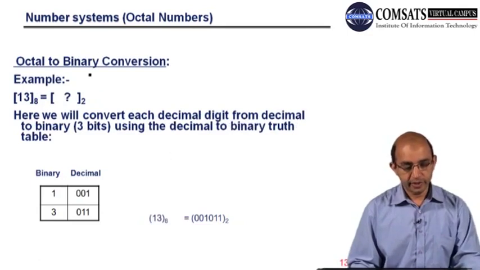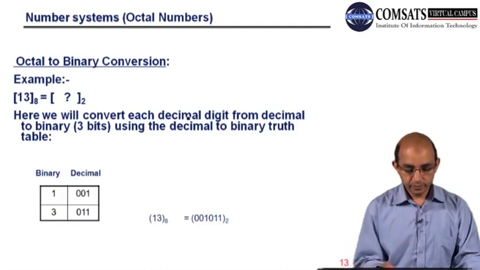So here octal to binary. We are going through a lot of different examples in order to have more practice. So 13 base 8 into base 2. You can see that for 3 I have 011, that is 3, and for 1 I have 001. So I will have 001011, and that is base 2.